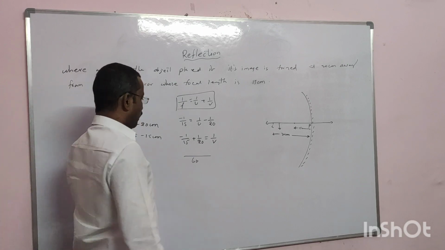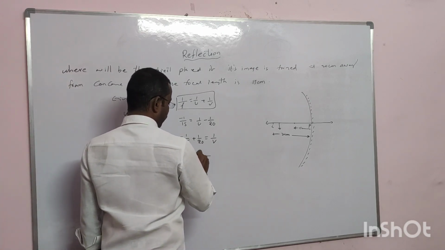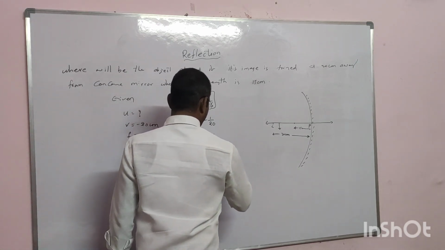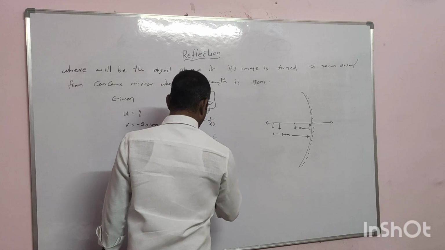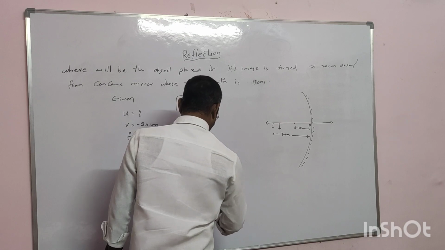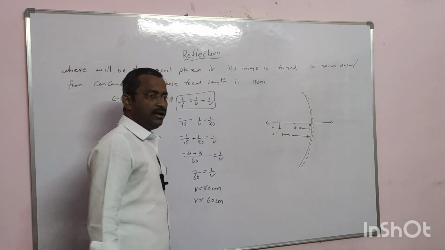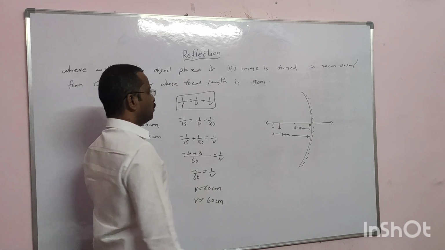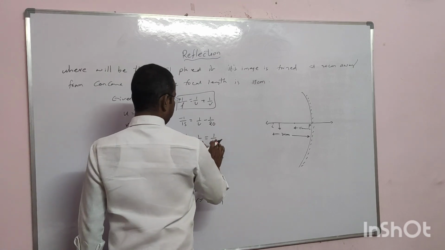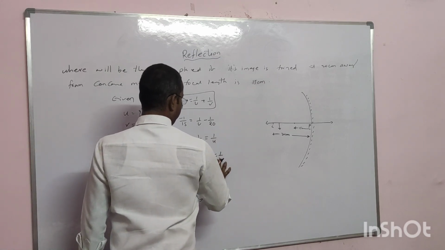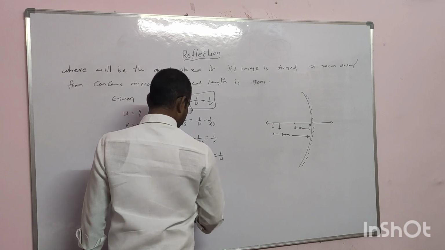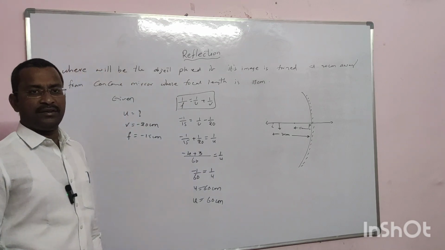15 fours are 60, so minus 4. 20 threes are 60, so plus 3. You are 1 by V. So minus 1 by 60 is equal to 1 by V. V is equal to minus 60 centimeter. So say it as U is equal to 60 centimeter. So that object, what should the value be? Sorry, U value. Object has to be placed 60 centimeters away.